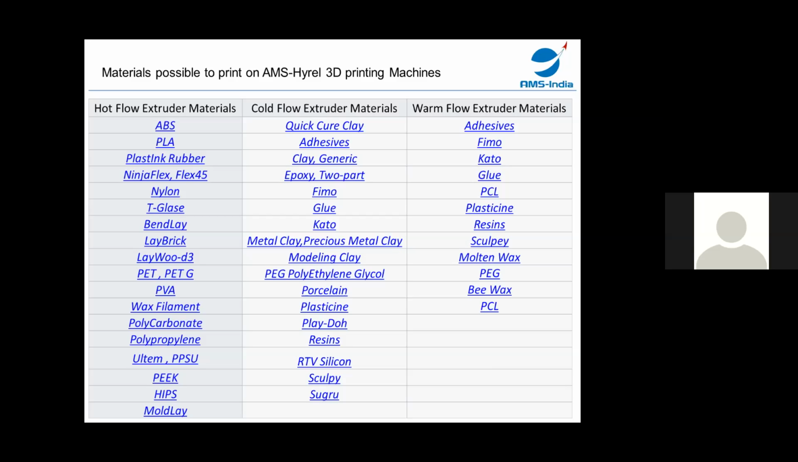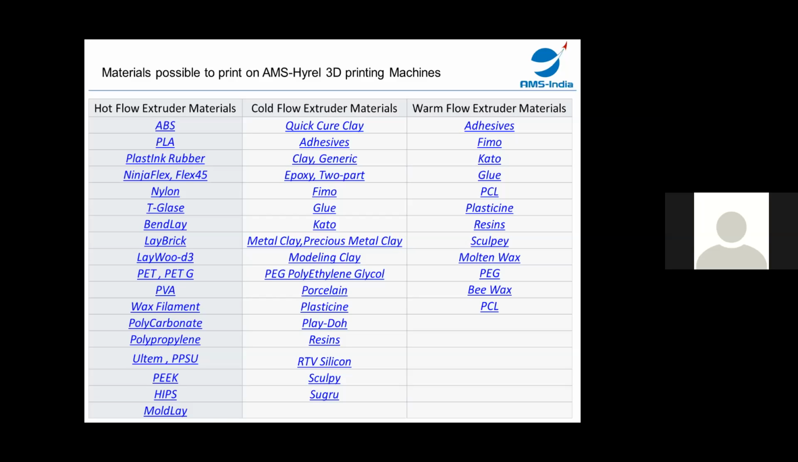On the cold flow extruders, we have different pastes. We have different clays, which are all cold in nature. These are all extruded in cold condition to get the shape, and then it is cured either in a furnace, by open air, or by a baking unit. But it can get into shape, and then it can be heated and cooled. Porcelain, for example, or silicone or rubber, all this material can be printed using cold flow extruders.